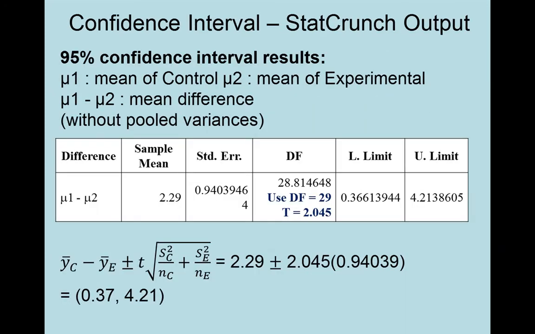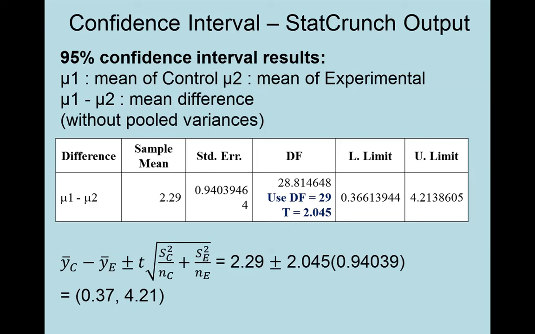In this case, we have the output from StatCrunch, and I've added a little bit of information and did the arithmetic at the bottom. It's the 95% confidence interval results, where mu1 was the mean of the control group or the placebo group, and mu2 was the mean of the experimental group. So we're looking at the mean difference. Notice under the degrees of freedom, we're going to use 29 degrees of freedom, which gives me a t critical point of 2.045. All I did was round the df value off to 29 since it was so close.